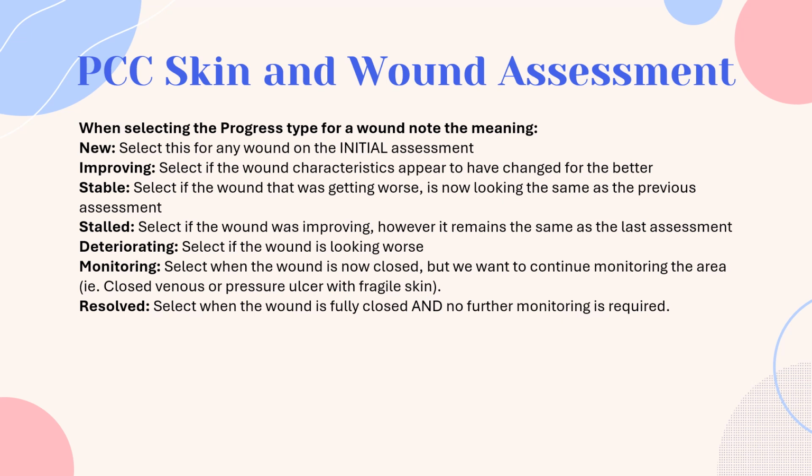Deteriorating. Select if the wound is looking worse. Monitoring. Select when the wound is now closed, but you want to continue monitoring the area. Example, closed venous or pressure ulcer with fragile skin. Resolved. Select when the wound is fully closed and no further monitoring is required. Please ensure that progress of the wound is entered, as this could be missed at times.